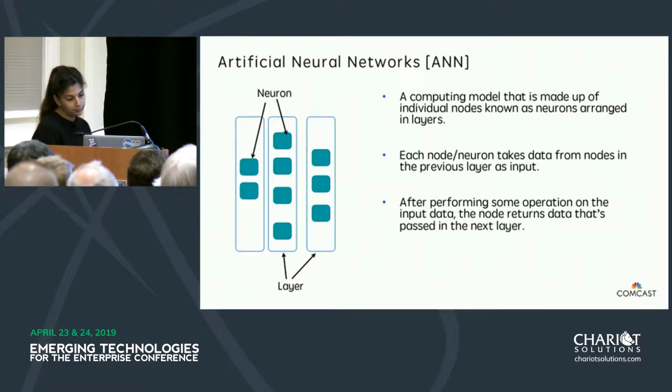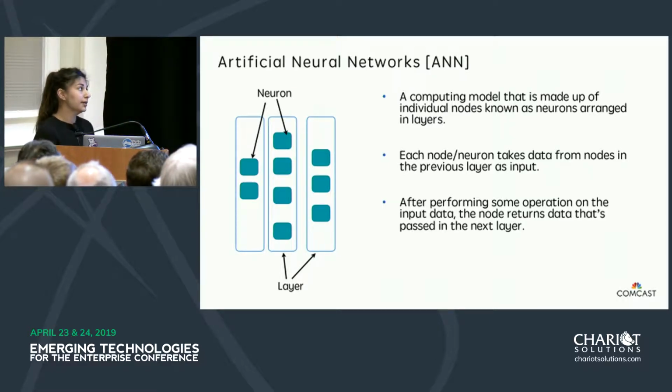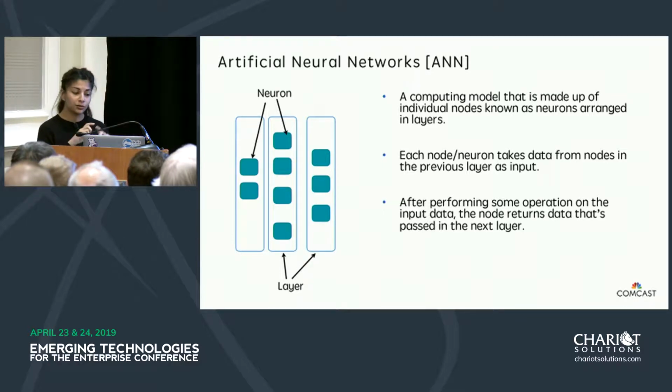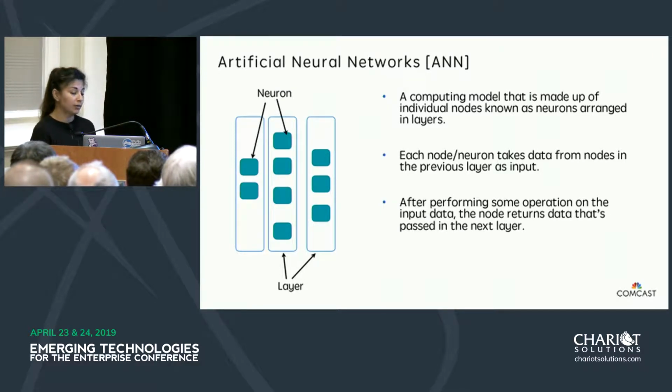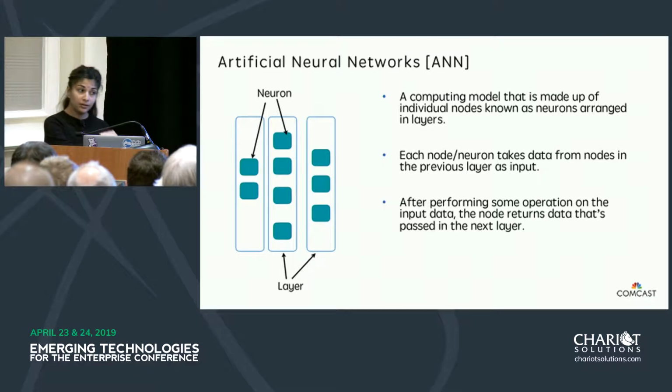All right, so again, an artificial neural network consists of artificial neurons. An artificial neural network is a computing model made up of individual nodes, also known as neurons, arranged in layers. We're going to talk more about layers. Layers are a key concept and kind of why deep learning is called deep. Each node or neuron takes data from nodes in the previous layer as input. After performing some sort of operation on the input data, the node returns that data and passes it to a neuron in the next layer.